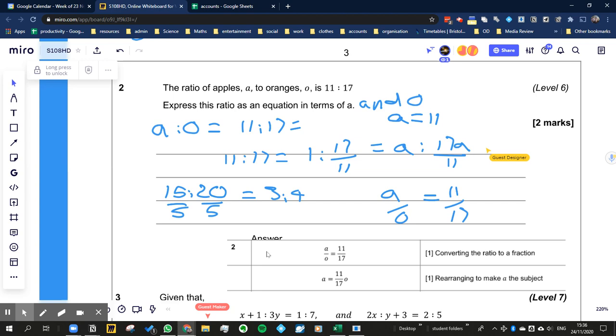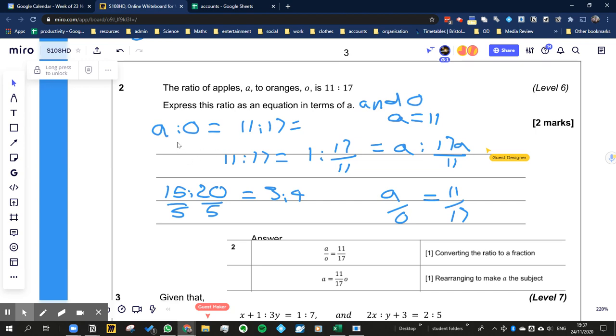I seem to remember the question was a bit confusing. In fact, I wrote next to it, I said express it as a relationship in terms of A and O. I think it should say that really, because it doesn't. Yeah, I mean that was a bit confusing, wasn't it?